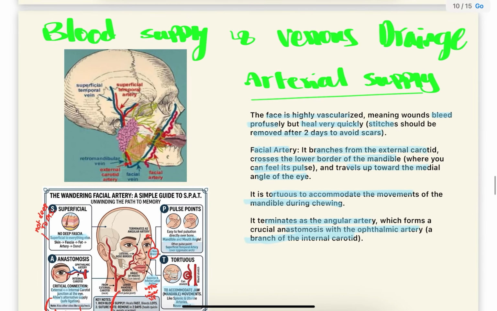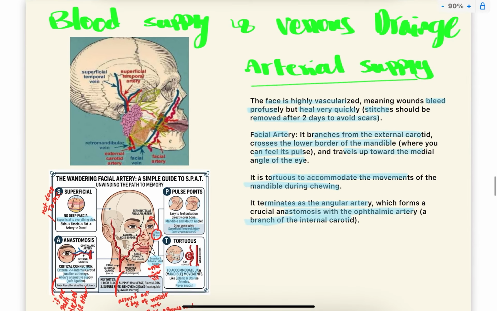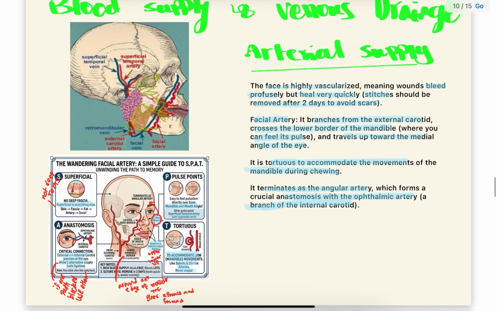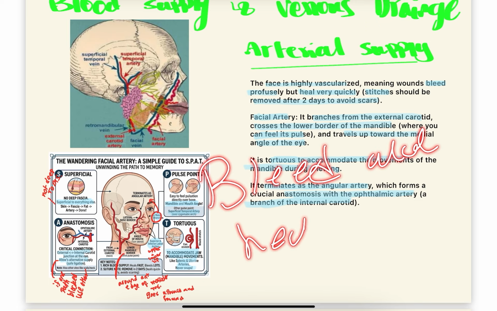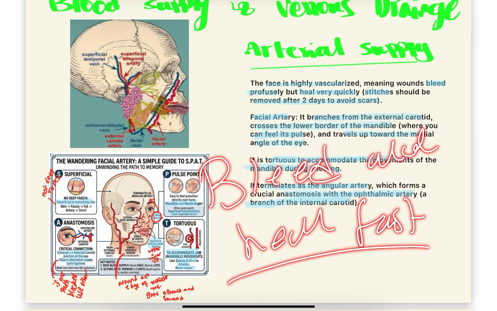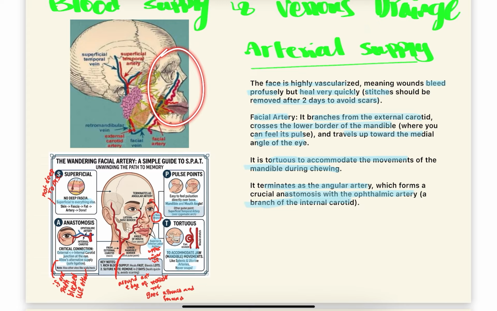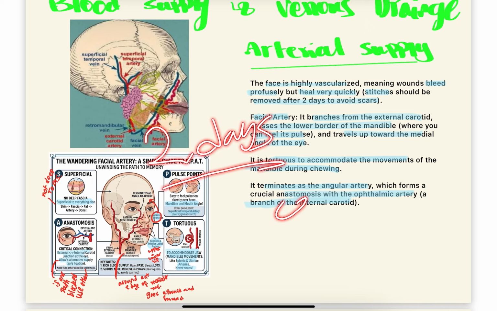Now let's talk about the blood supply and the venous drainage. Let's start first with the arterial supply. It's very important to know that our face in general is highly vascularized. What does this mean? It means it will bleed a lot, but it will heal fast. And it's very important that any stitches in the face be removed after 2 days. Why? To avoid any scars.